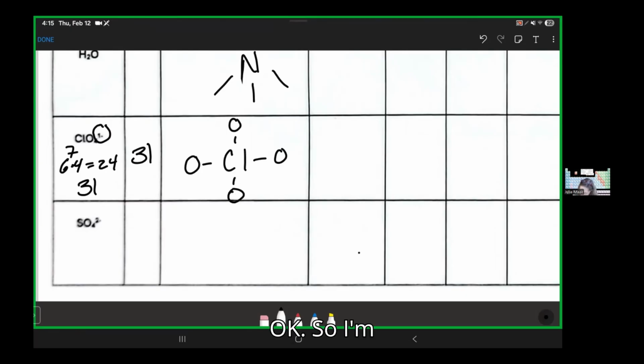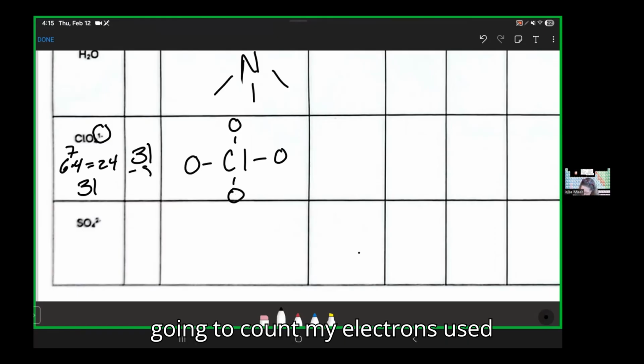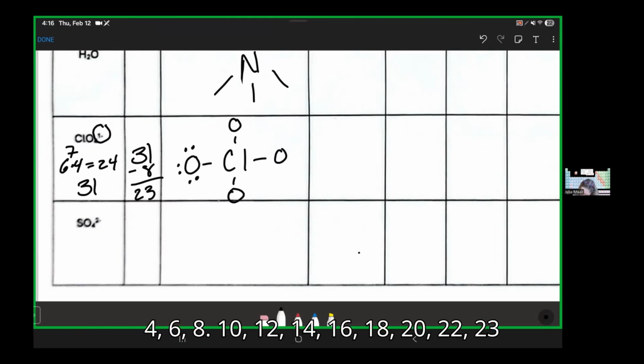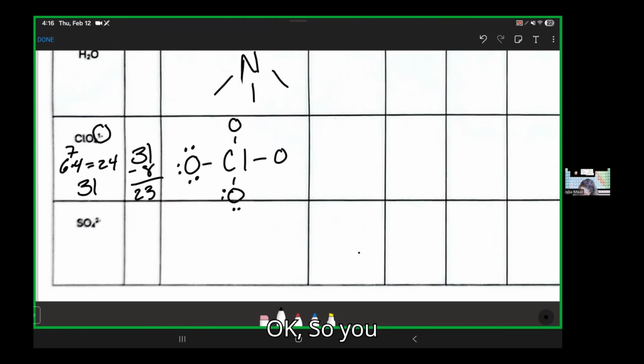Okay. So I'm going to count my electrons used in bonds. 4 bonds is 8 electrons. Okay, so what is that? 23. So I've got 23 valence electrons left to put as lone pairs. So there's 2, 4, 6, 8, 10, 12, 14, 16, 18, 20, 22, 23.